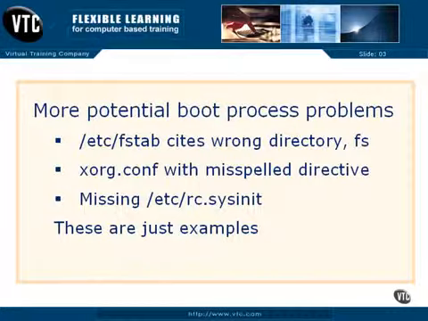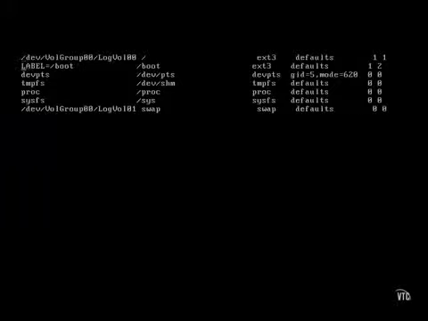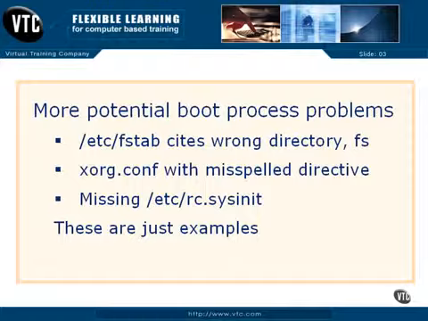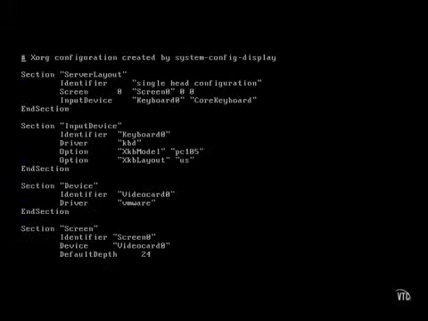Other potential boot problems relate to files like etc/fstab. What if the boot device cited the wrong directory? What would happen if the wrong file system were cited? Mucho trouble. What happens if you see the X window configuration file with a misspelled directive? If you were in run level 5, the system would not start the X window.